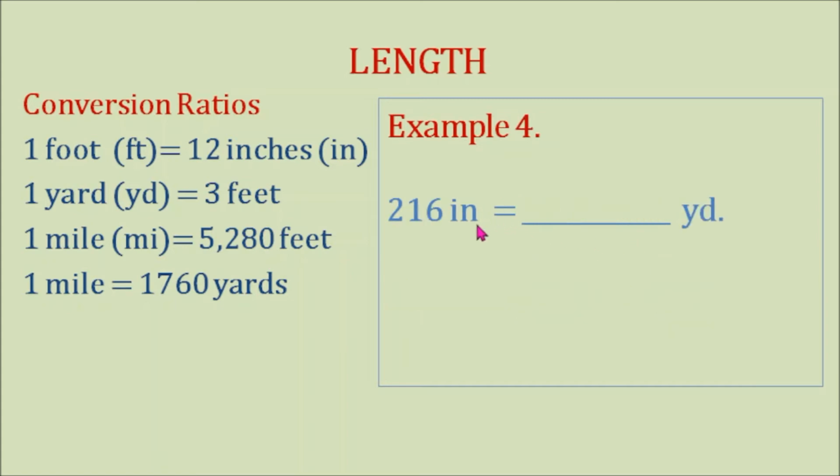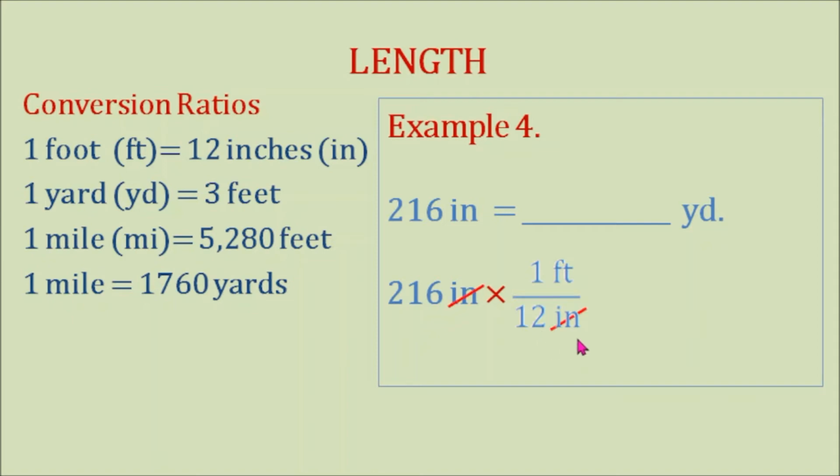Example number 4. 216 inches equals how many yards? Again, we are going to write down the unit that we are going to convert. That's 216 inches. Then multiply it by a conversion ratio. Again, from our list here, we don't have a conversion ratio that relates inches to yard. So first we are going to convert these inches to feet, and we need a conversion ratio that shows inches on the denominator, and that's 1 foot over 12 inches.